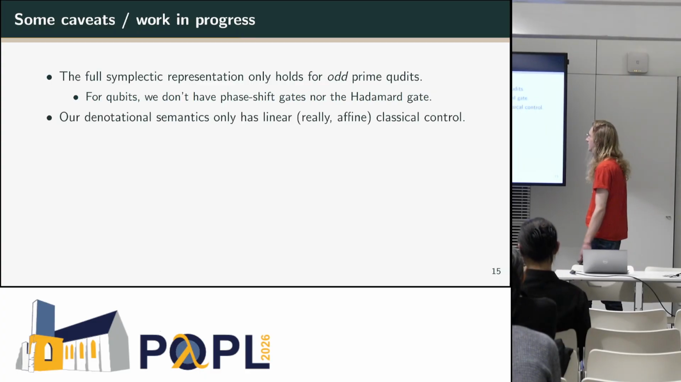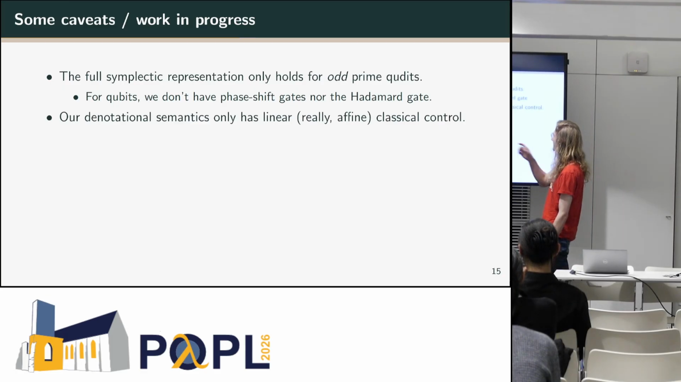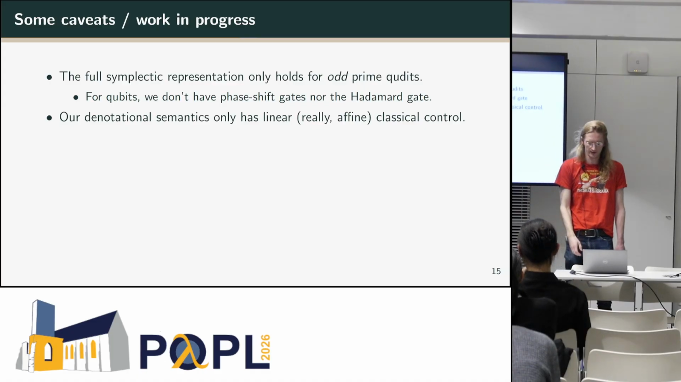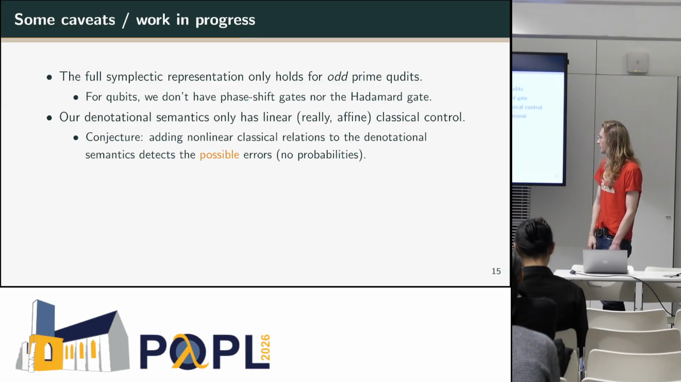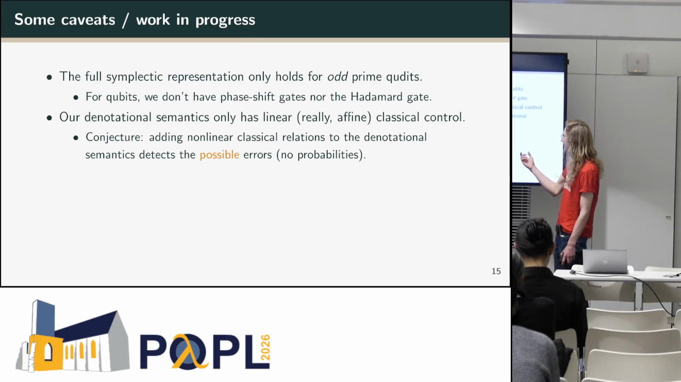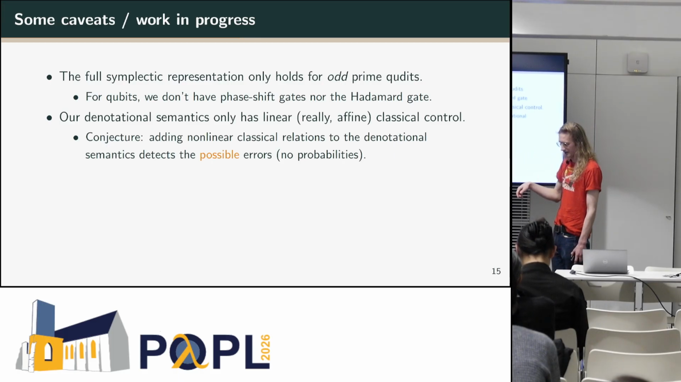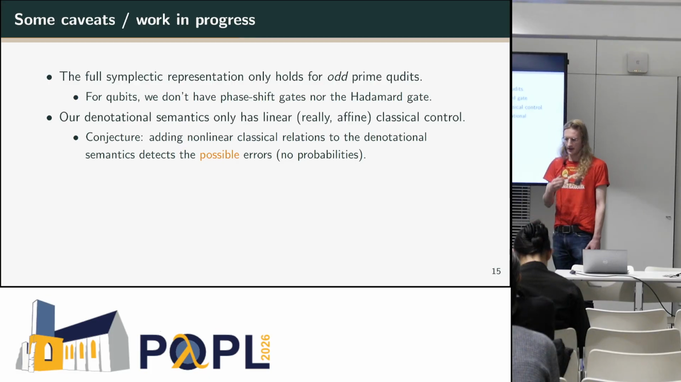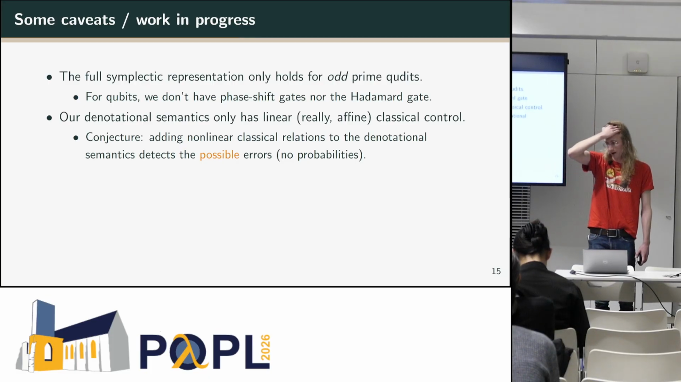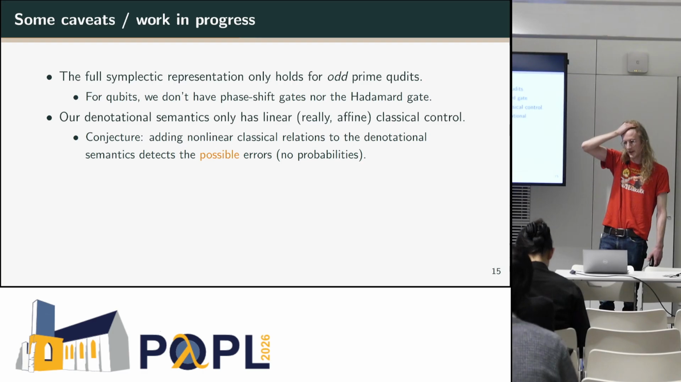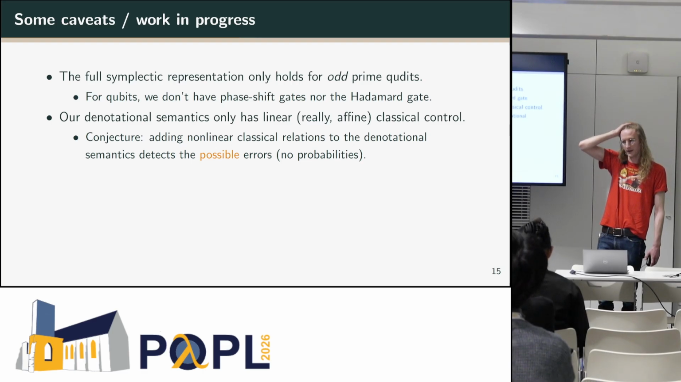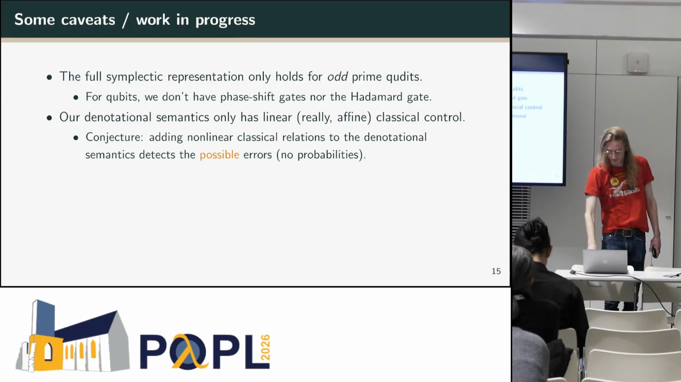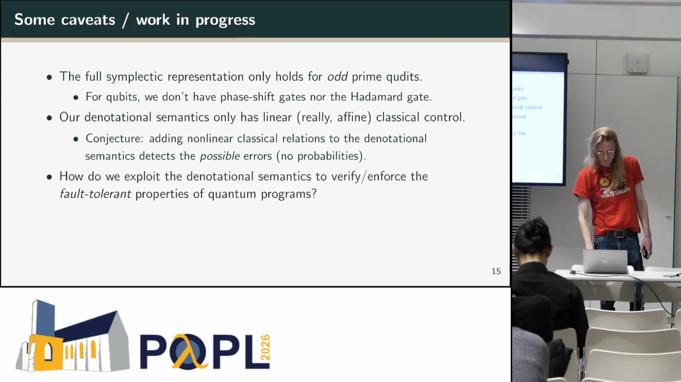And also, in our denotational semantics, we only have a linear control. We can't perform an AND gate on our bits. And we conjecture that if you add the AND gate, then the denotational semantics will detect the possible errors, but we'll forget about the probabilities. And when you're performing error correction, you don't care what probability an error has occurred with, but rather that an error has occurred or not. So that would be nice if we can prove it.